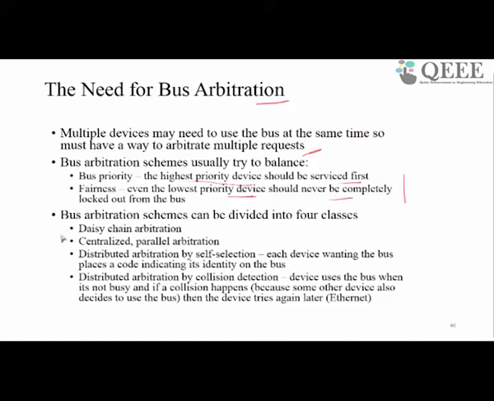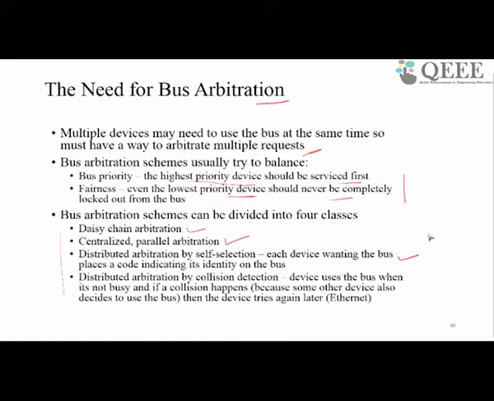The following are the different bus arbitration schemes. One is the so-called daisy chain arbitration scheme. Next, you have the centralized parallel arbitration scheme. Then you have distributed arbitration by self-selection, in which there is a set of lines. If there are N devices, there will be log N to base 2 lines which can hold an address of the device.